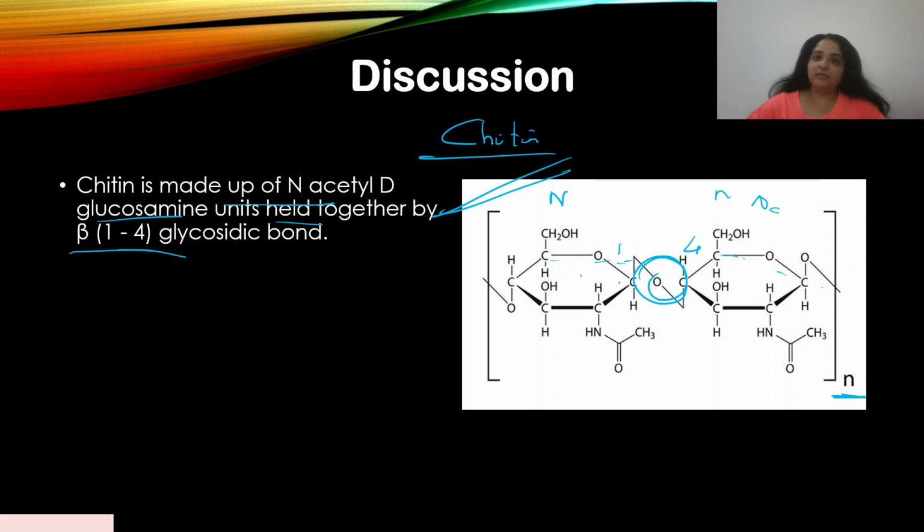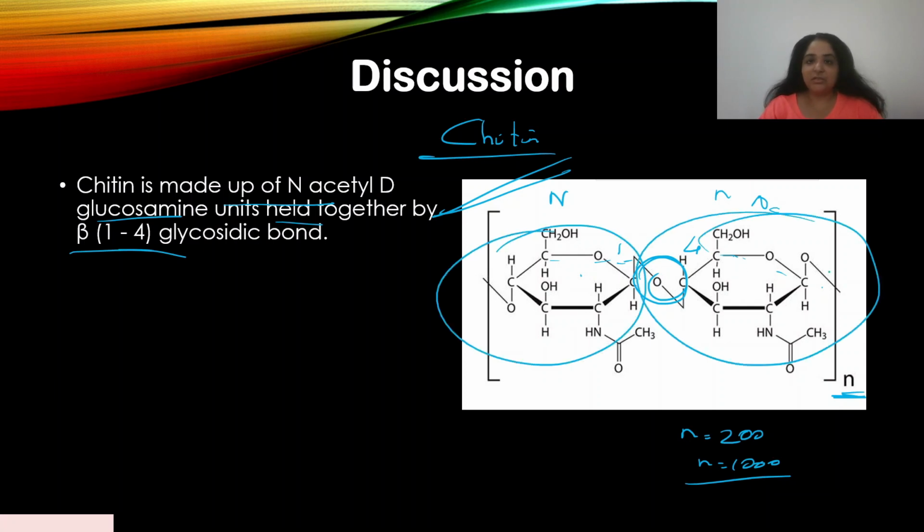And N is like the polymerization, the number of units, it could be anything, it could be 5, it could be 10, it could be 100, it could be 200, or 1000. So they are polymers of that. This is just a way of representing the structure. In this case we're talking about chitin. This is N-acetyl glucosamine, this is also N-acetyl glucosamine, and they are covalently bonded together by the glycosidic bond.